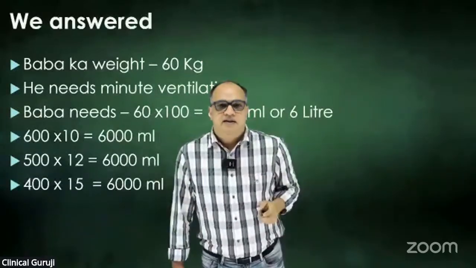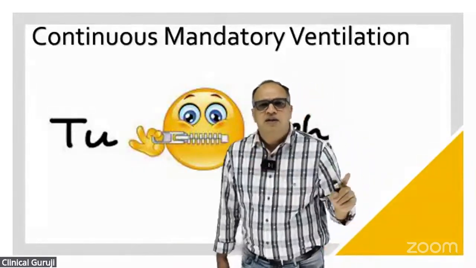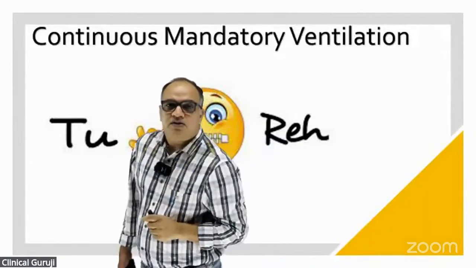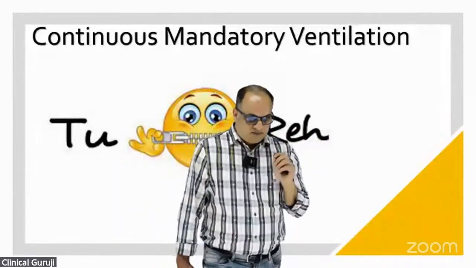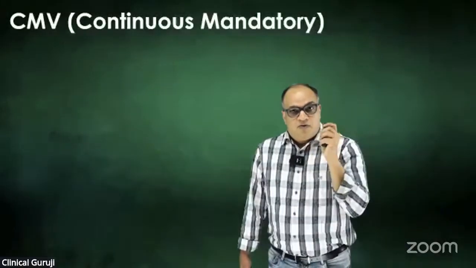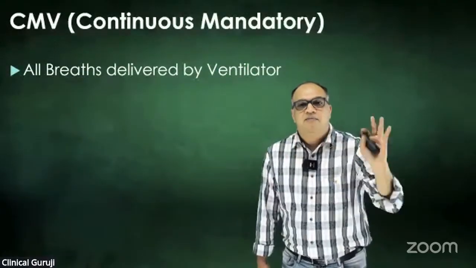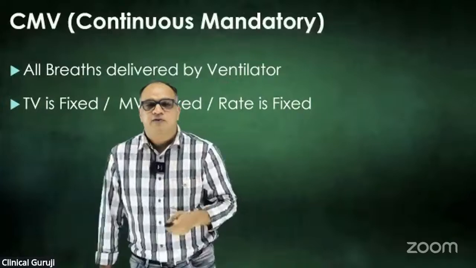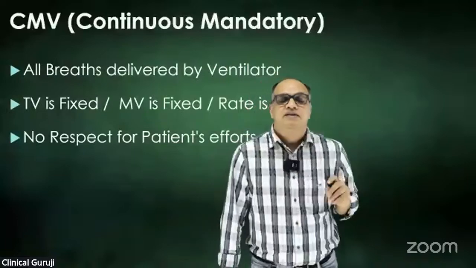He started ventilating without caring for anything. He is perpendicular, he is 10th fail, he doesn't know anything, he will do exactly as told. The ventilation mode is called continuous mandatory ventilation. Right? So what does the mode do? It gives fixed tidal volume at fixed rate. All breaths are delivered by the ventilator. The tidal volume is fixed, the minute volume is fixed, and the rate is fixed. And there is no respect for patient's efforts.